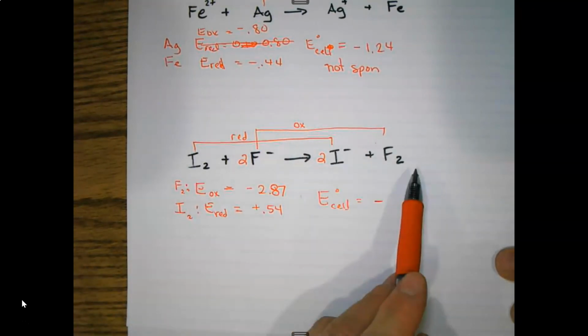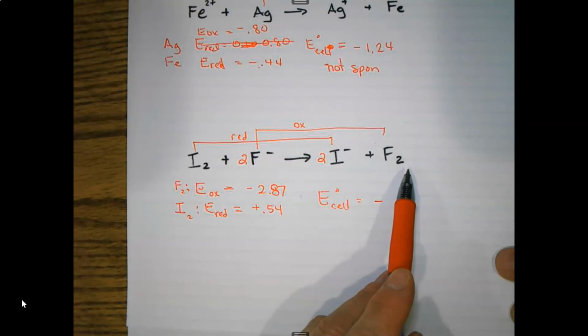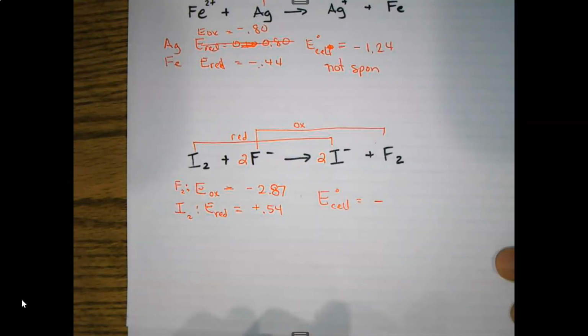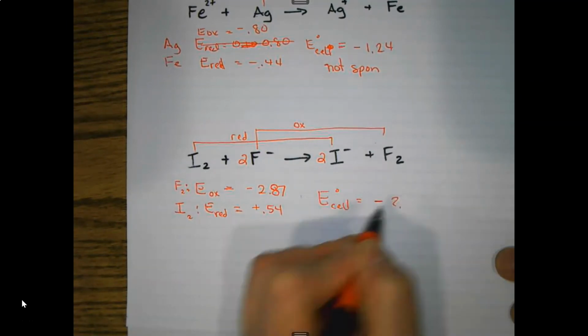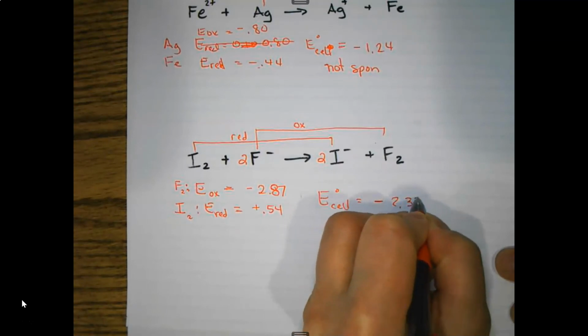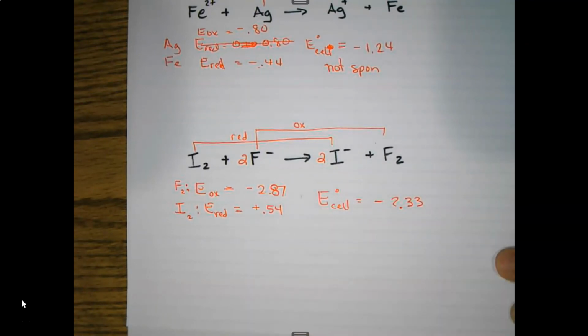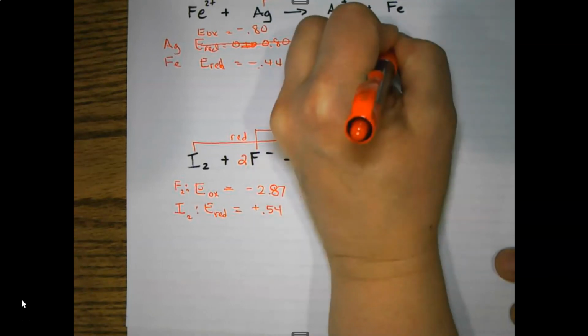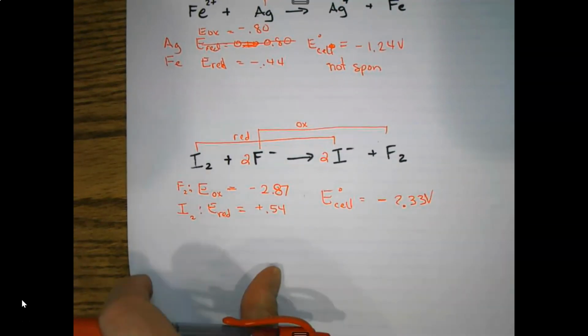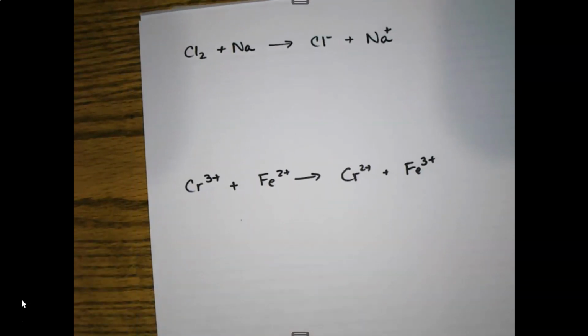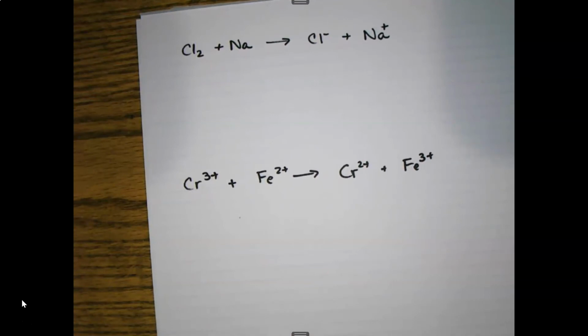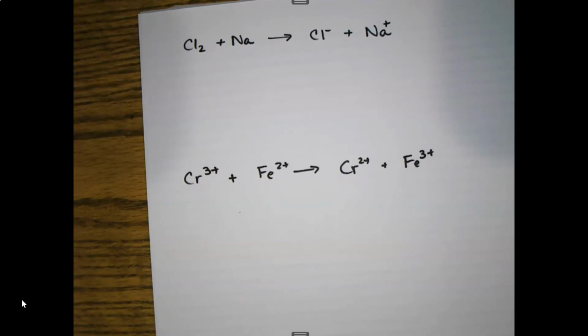So is this reaction going to take place spontaneously? Nope, I'm going to have to force this reaction to take place. I'm going to have to put energy in order to get that reaction to work. And what is the voltage? Negative 2.33. And that's volts, they're all volts. All right, so 2 more here. Why don't you pause, try and do those on your own, and then we'll take a look at the answers.